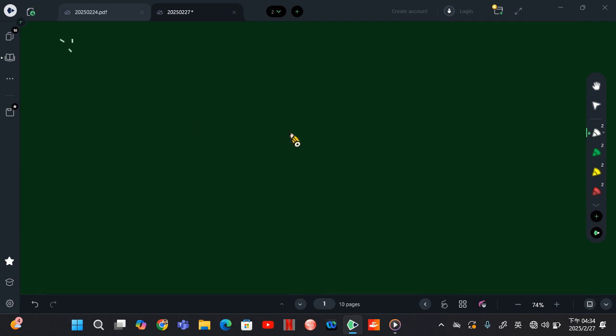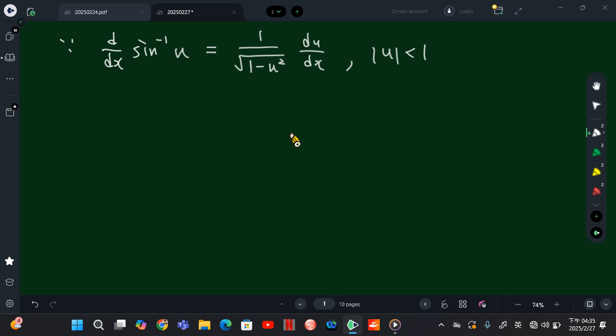Because we already know that when we differentiate arcsine u, we have the result 1 over the square root of 1 minus u squared, times du over dx. We already know this from the previous part, and especially we need the range of u to be larger than -1 but less than 1. Then can we let u equal v over a? You can see u and v differ only in that u is equal to v over a.